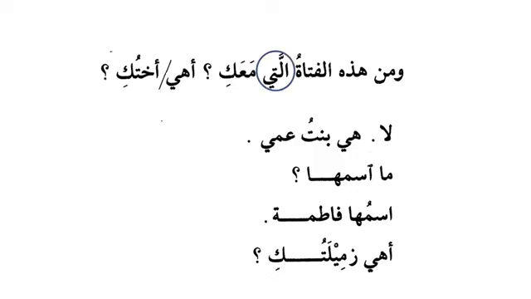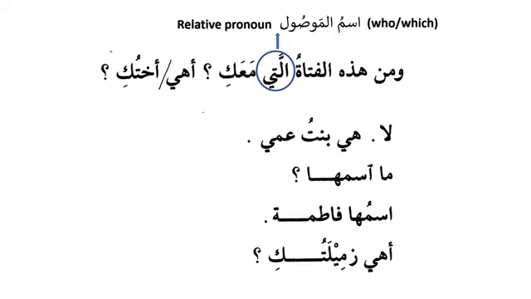Now let's see over here. Allati, as we know, is basically a relative pronoun, ism al-mawsul, and it means who when we use it for a person, and it means which when we use it for a thing. For the masculine, we have learned that we use alladhi, and for the feminine singular, what do we use? We use allati. وَمَنْ هَذِهِ الْفَتَاةُ الَّتِي مَعَكِ أَهِيَ أُخْتُكِ. And who is this young girl who is with you? Is she your sister?